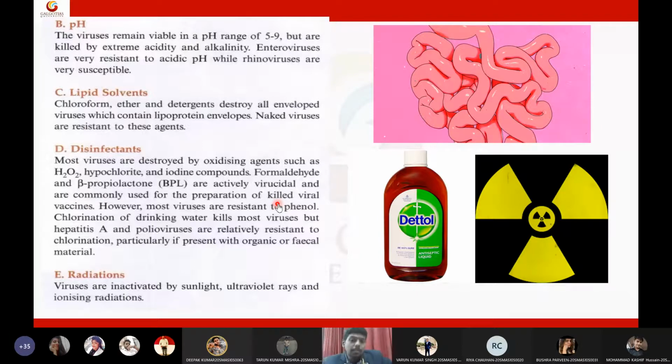Interestingly, our body has a very good immune system, and our immune system itself is able to kill the virus. It only needs one week's time. If you give one week's time to the patient with proper nourishment, with proper food, his immune system will kill the virus.